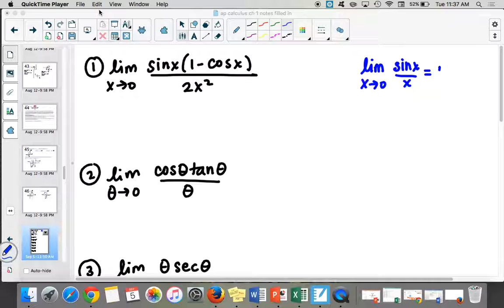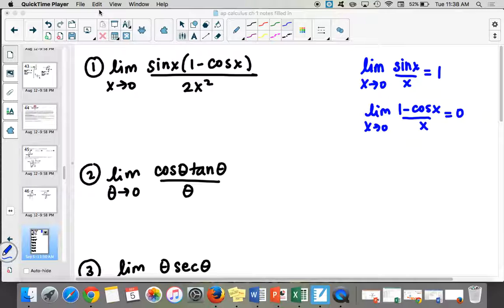1. Perfect. And then the other one is the limit as x goes to 0 of 1 minus cosine of x over x. And that goes to? 0. Good. Those are the two that you definitely need to know for the quiz. Most of these problems are going to be variations of those two.